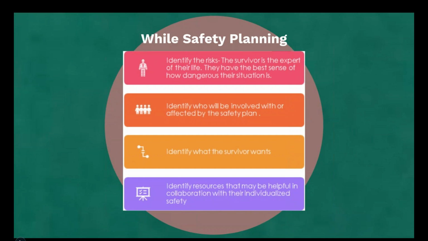While safety planning, I think it's important to identify a number of things. First, identifying the risks. Because the survivor is the expert of their life, they have the best sense of how dangerous their situation is. I think a good way to address these concerns or these risks might be to ask, are you safe at home? Where are you unsafe? And who are you unsafe with?